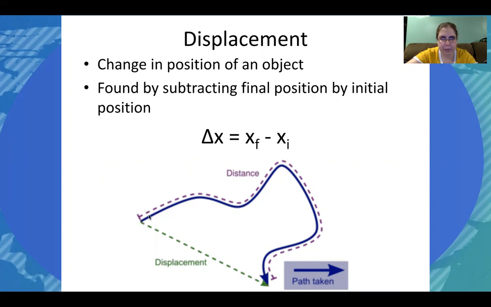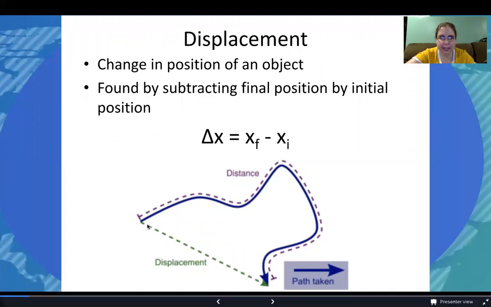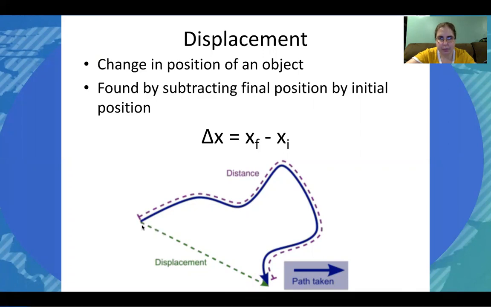So what happens is you walk, swerve, up and over, down you go. So all of that is your distance. The distance is the whole path that you took. So every step would be counted. The displacement, though, is the straight line difference between where you started and where you end.